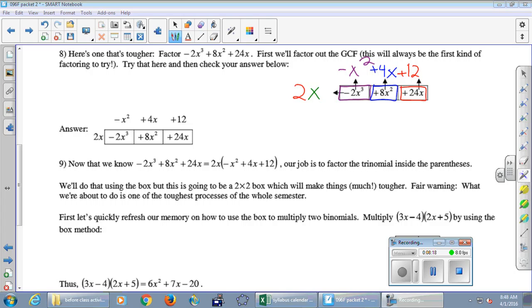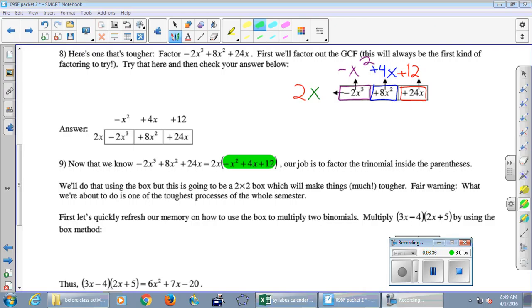And again, of course, you could always check because we know we're supposed to distribute here. And if you distribute, we will get exactly what we started with. So far, so good. All right, now we're going to look at the thing in the parentheses. It turns out that we can factor that thing farther.